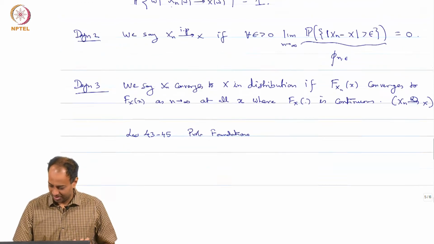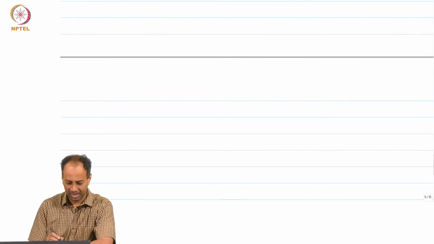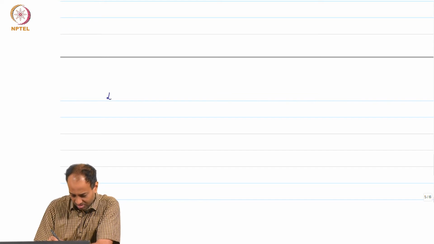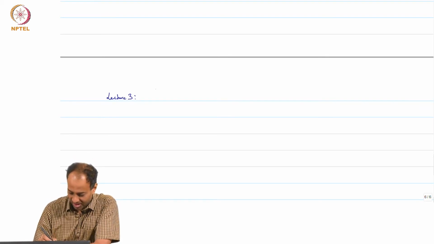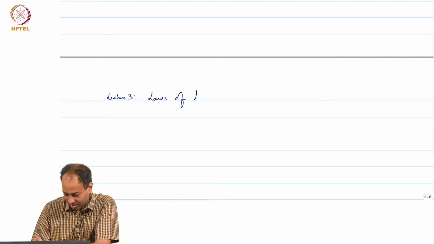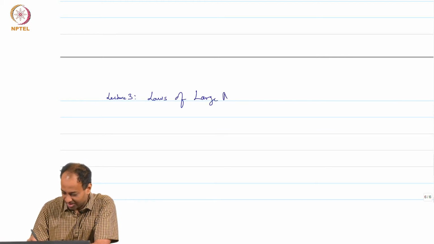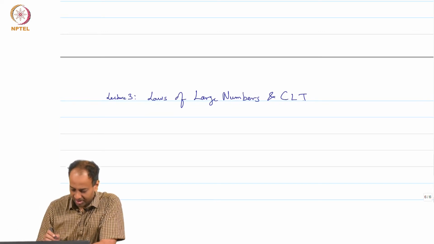So let me just recap this. This is lecture 3, module 3. Is that okay? Bigger? Laws of large numbers and central limit theorem, let us see.